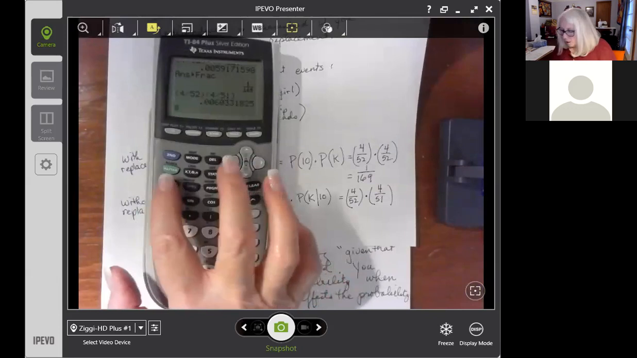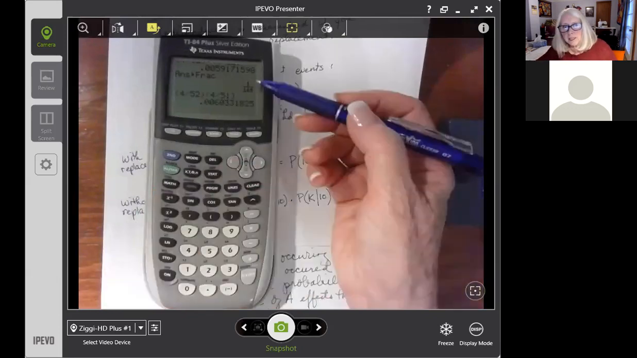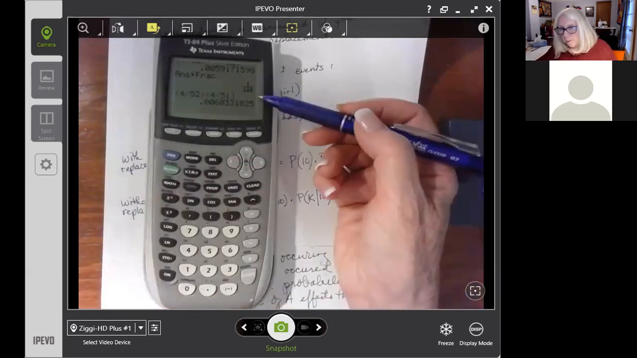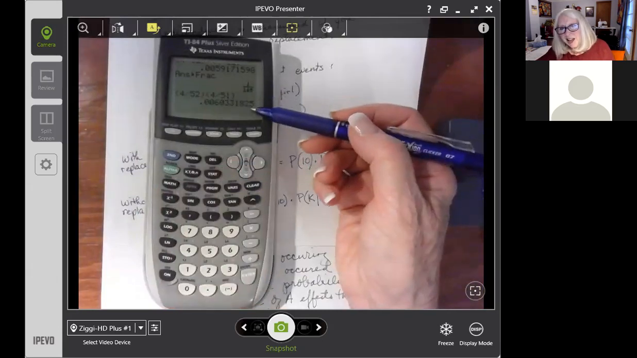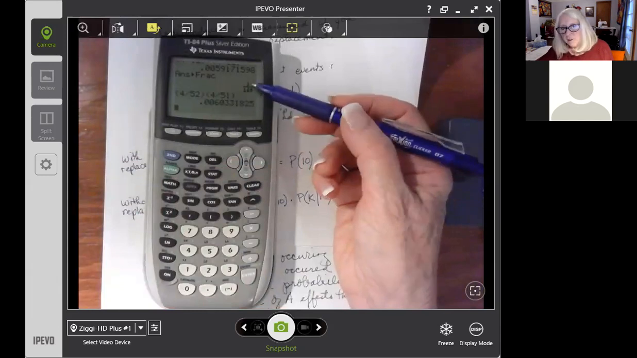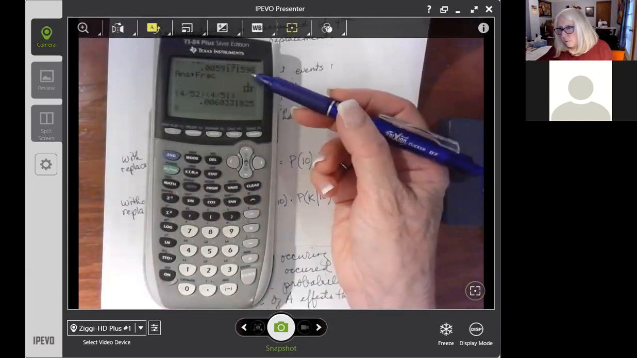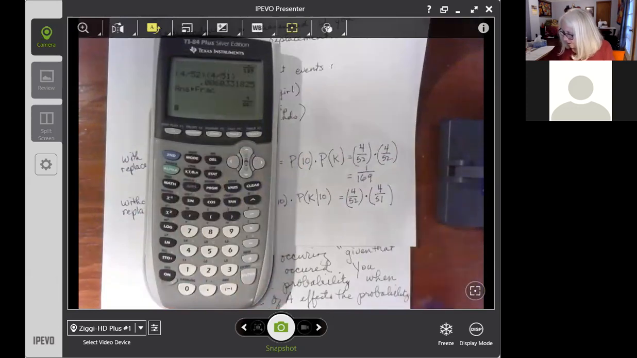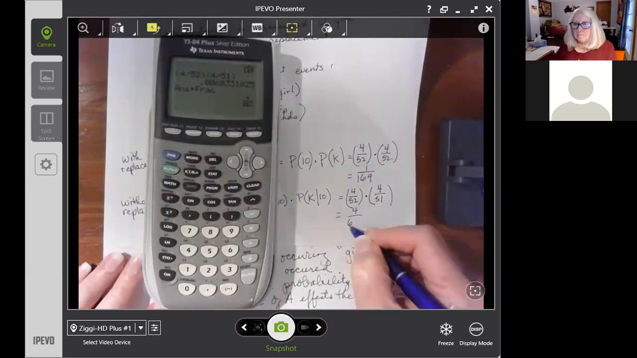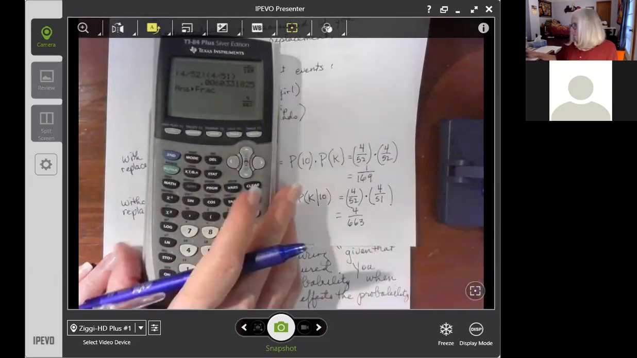notice you can compare the decimal numbers to see this, but notice that the probability when you sample without replacement is slightly higher than the probability of doing it with replacement. Okay, and I could get that as a fraction. It's 4 out of 663.